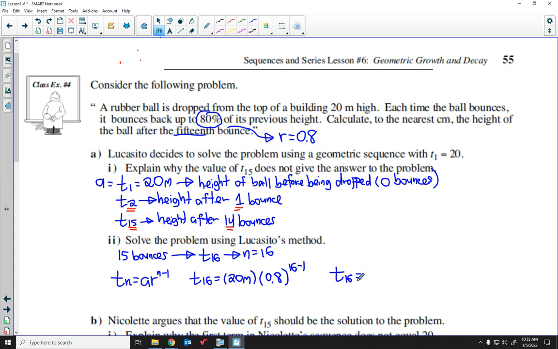And then again, you can go ahead and plug that into your calculator if you'd like to confirm it. If you do plug it in, we're going to round it to the nearest hundredth of a meter, since it wants the nearest centimeter, and then convert it. So that would be 0.70 meters. And if you convert that, that would be T16 is equal to 70 centimeters.